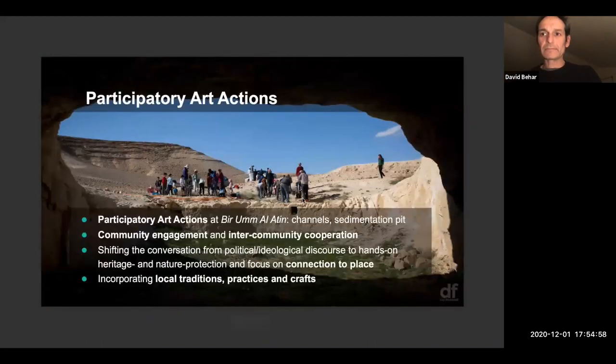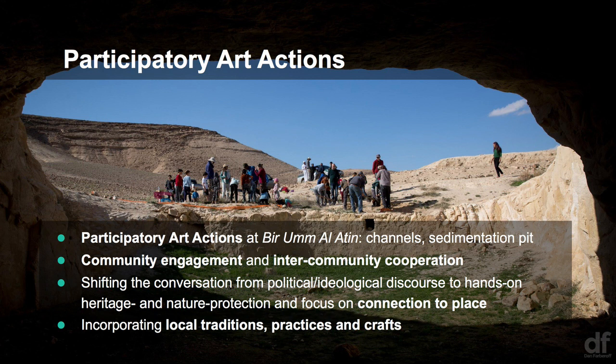So in terms of participatory art actions, and we call them art actions because they had a symbolic element. We set out officially, or in terms of how we presented that to the communities that we engage with, we were setting out to revive the ancient cistern system in the area. And here you see an image of BIOM Alatin, which is a very large cistern. It's actually an open pool or a water tank.